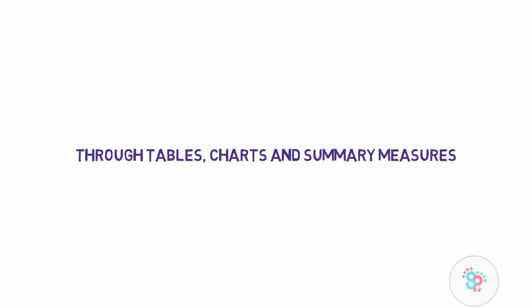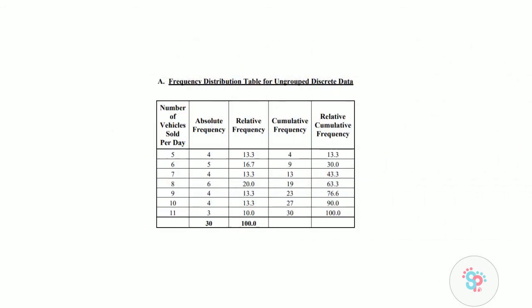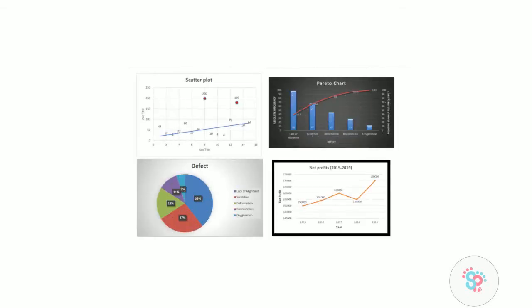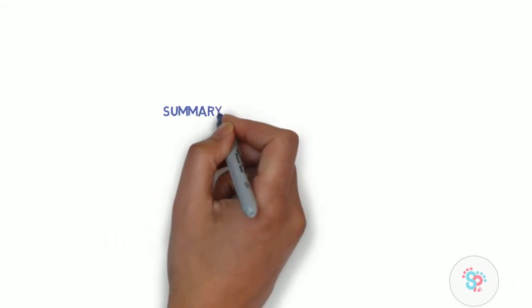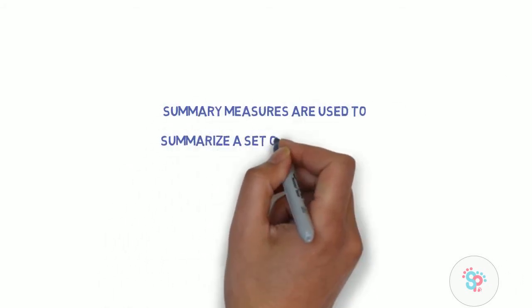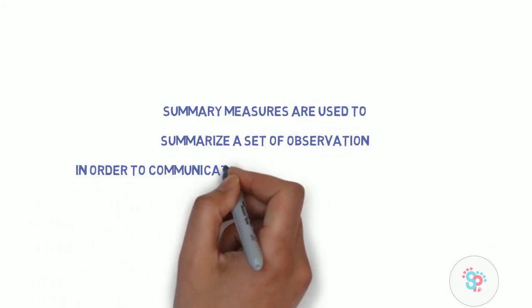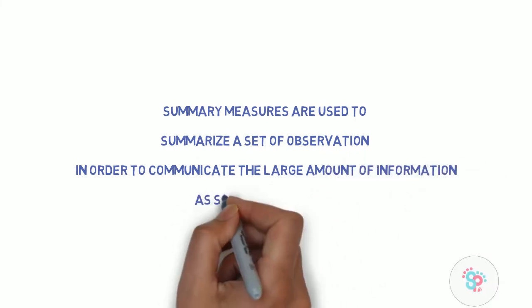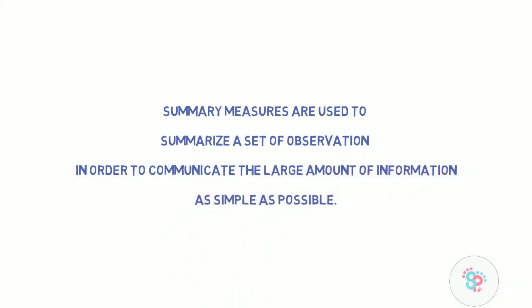They explain what is there in the data set through tables, charts, and summary measures. Tables, in a sense, are all these frequency distribution tables. Charts, in a sense, are all these visual diagrams or graphs. And finally, summary measures. Summary measures are used to summarize a set of observations in order to communicate the large amount of information as simply as possible.